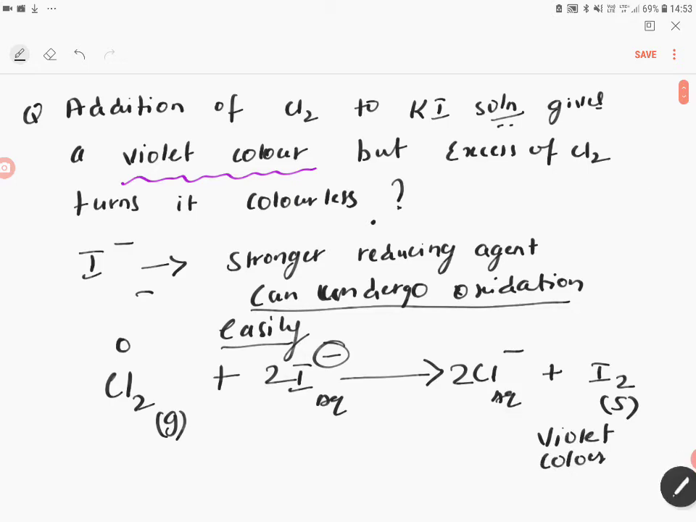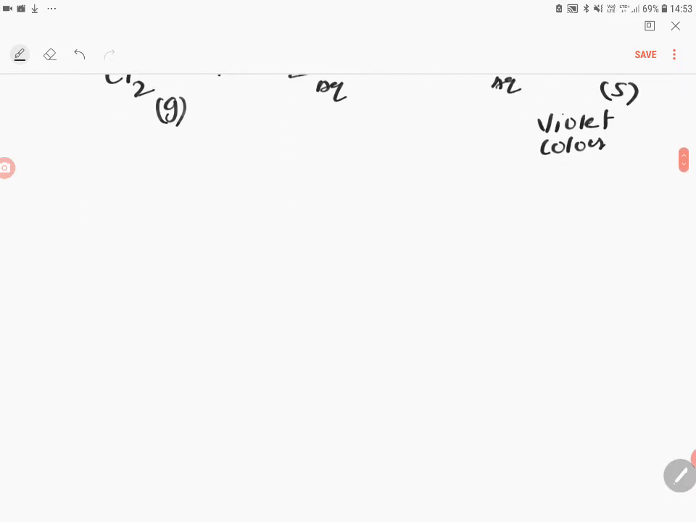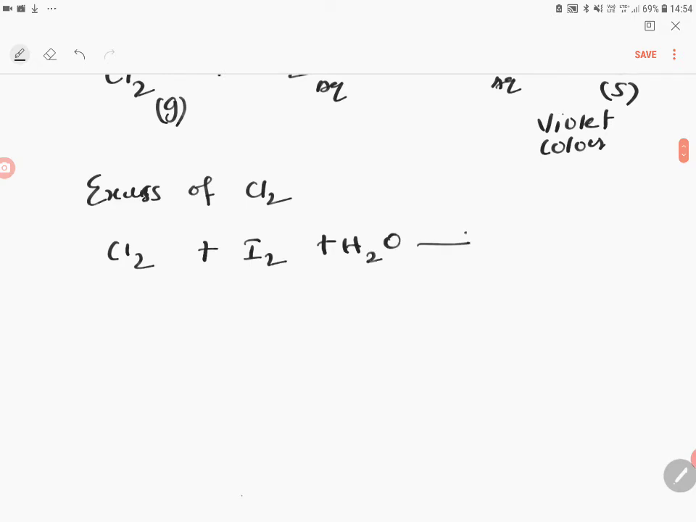Now, when you add excess of chlorine, what happens? The iodine formed in step 1 will react with excess of chlorine in aqueous medium to form iodic acid and HCl.